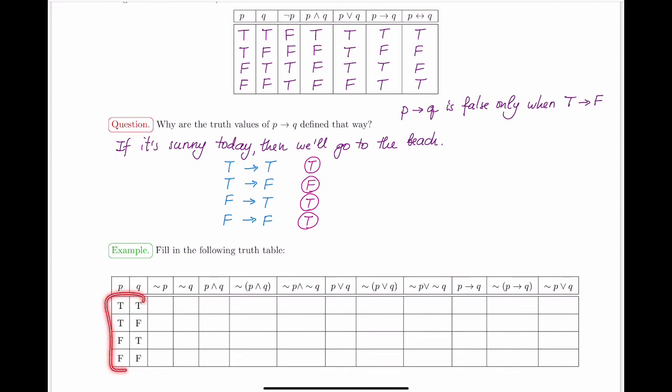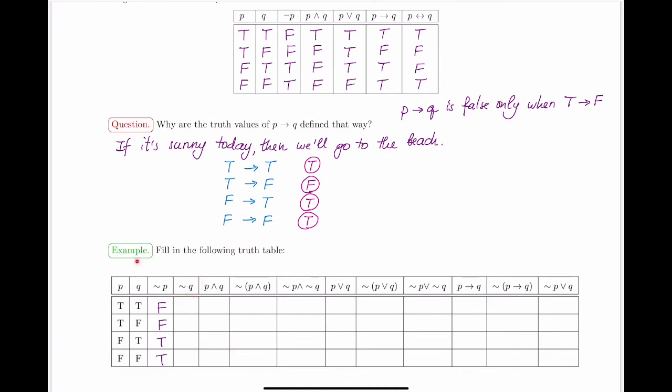So I already have the pre-filled columns for P and Q. The first column that I'm going to have is not P. And just like in my table up here, what I'm going to have to do is simply negate the entire column of P one row at a time. So here is the negation of true, which is false. The next one, P is true, so not P is false. The next one is P is false, so not P is true. And the next one is again P is false, so not P is true.